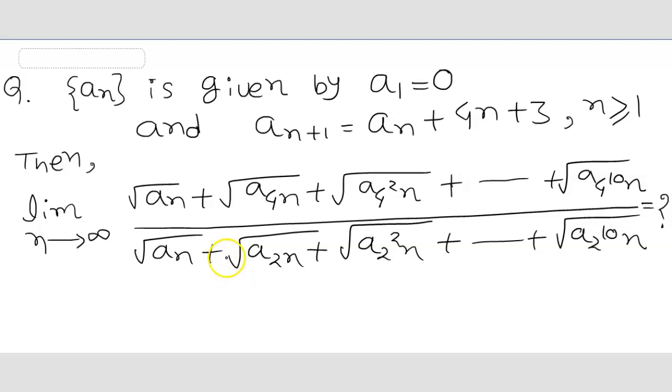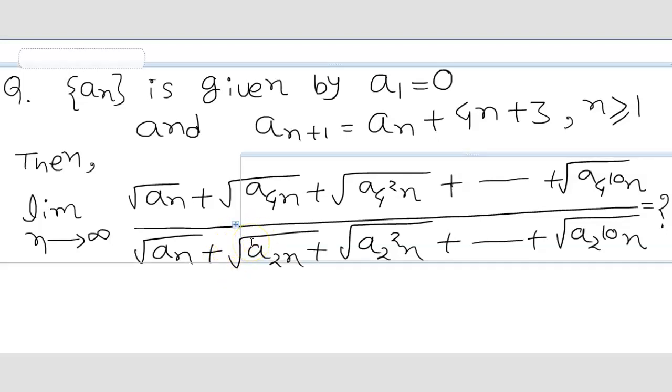Welcome friends. Today we are going to solve a sequence problem. It is more of a sequence and limit problem. As you can see, it is given that the sequence is defined by a recurrence relation and the first term of the sequence is 0. And then we have to find this limit. Give yourself a try and then come back to see the solution.